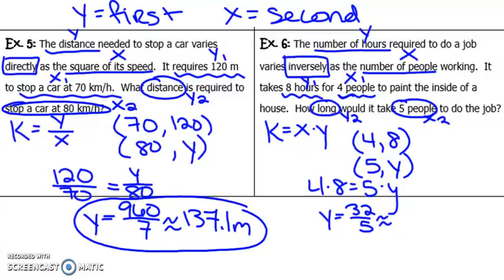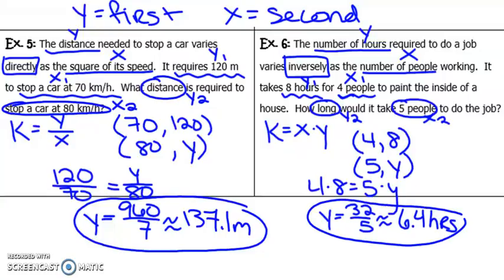But again, think about the type of problem. We're talking about how long would it take. You don't go home and tell your parents, Mom, it took me 32 over 5 hours to do something. You would say it took approximately 6.4 hours to do something.